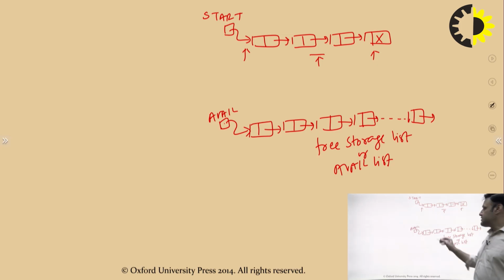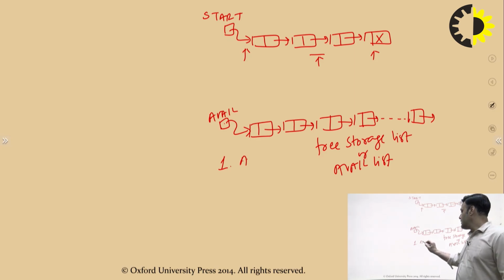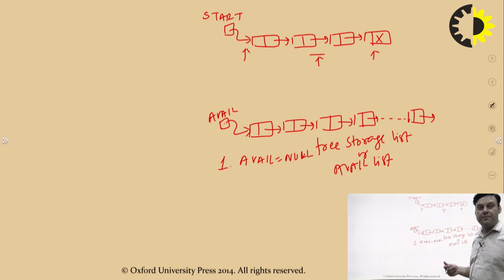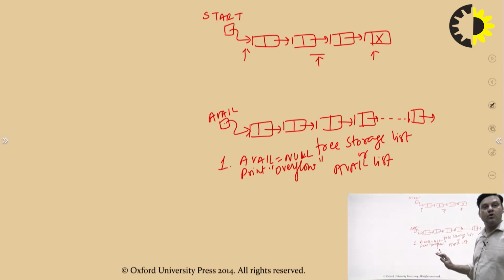The first condition is that we will check whether memory is available or not. In every insertion algorithm, we will always check whether memory is available in the free storage list. So we will check if avail is equal to null. If avail is equal to null, it means memory is not available. Then we will print overflow. It means that no memory is there. If avail is equal to null, print overflow and exit.